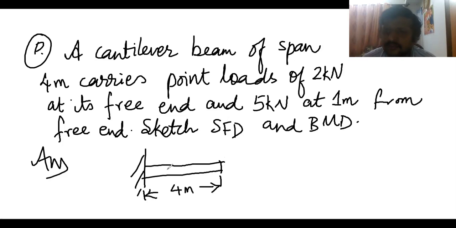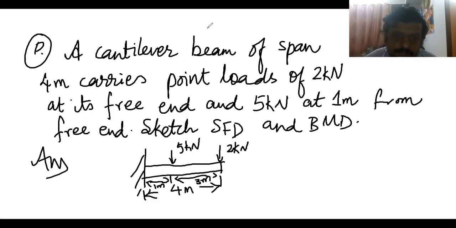I've explained the previous problem very detailedly. Now I'll go a little fast. Cantilever beam span, if you have any doubt, ask me in the comment section. Carries, length is 4 meters. Point load is 2 kilonewton at its free end. So at the free end here it is 2 kilonewton, and 5 kilonewton at a distance of 1 meter from the free end. So this distance is 1 meter. So 5 kilonewton is placed here. So this particular distance will be 3 meter, because 4 minus 1 is 3.